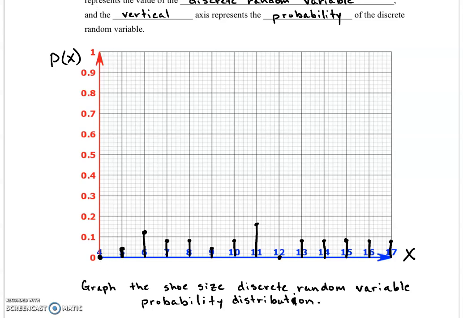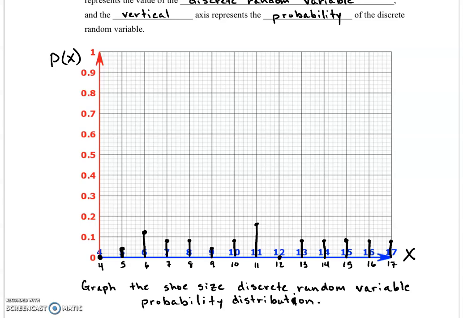Now really, we should have the horizontal axis labeled below the lines. It's just hard to find a decent graph template to add to the notes. So I'm just going to go ahead and put those values down there. So that's how we graph a discrete random variable and its probability distribution.